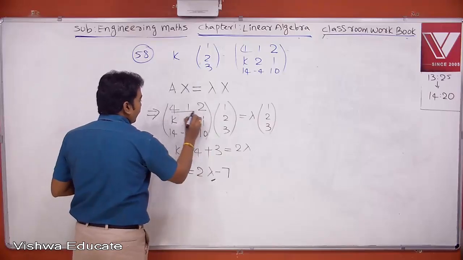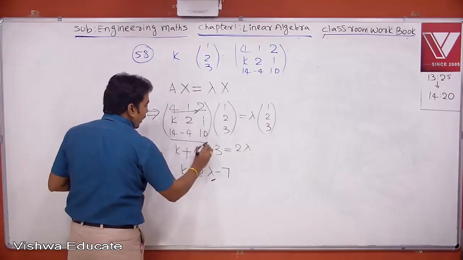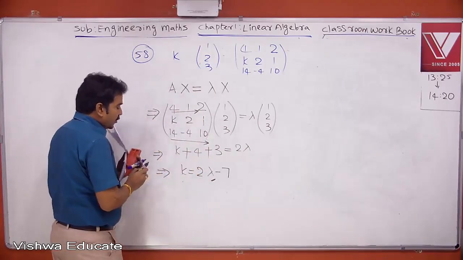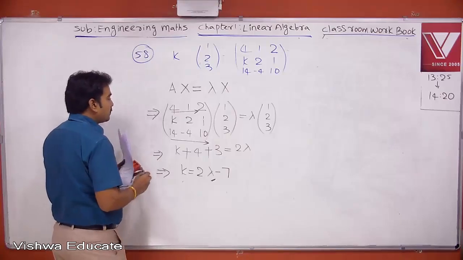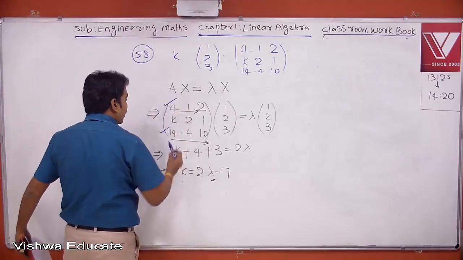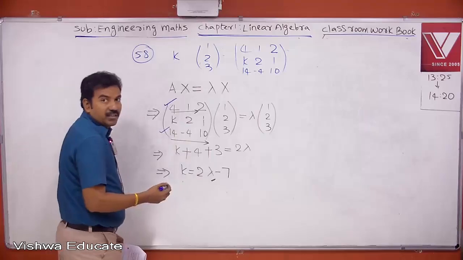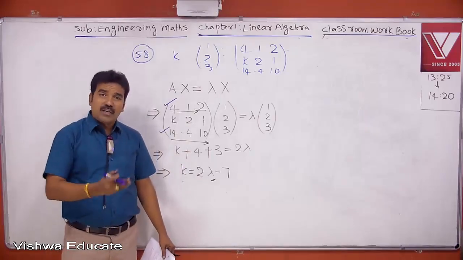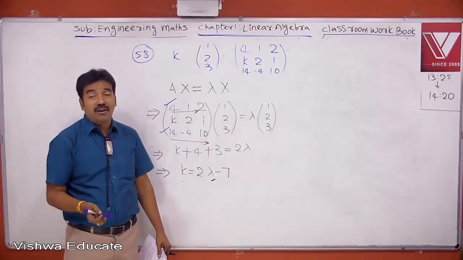But in the first row all elements are given. In the last row all elements are given. So by using either the first row or the third row, you can easily get the value of lambda. You can use any row. Whatever row you apply, you must get the same value of lambda.